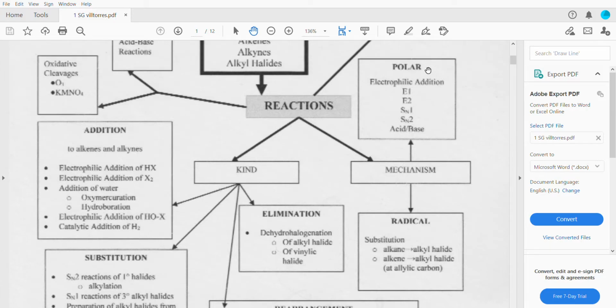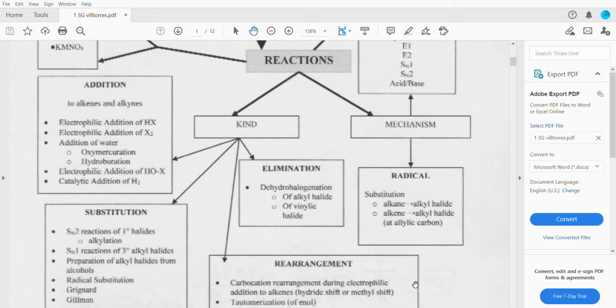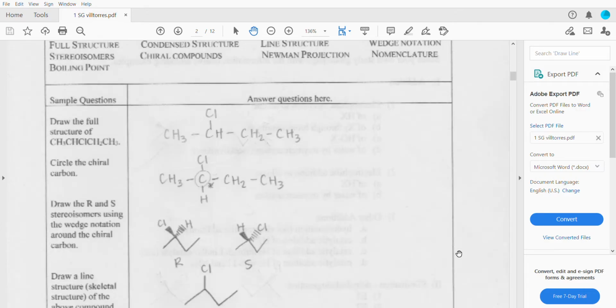In mechanisms, there are E1, E2, SN1, SN2, acid and base, and electrophilic additions. Those are polar. And radical substitution reactions in alkanes and alkenes, how they convert to alkyl halides. So those are typical mechanisms. So let's start practicing a few things in here.